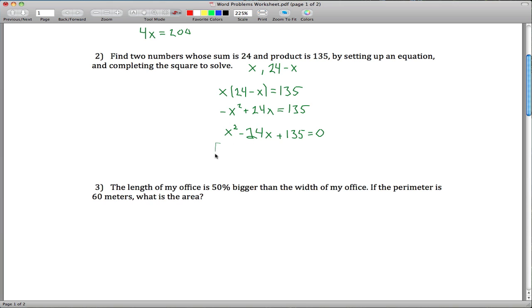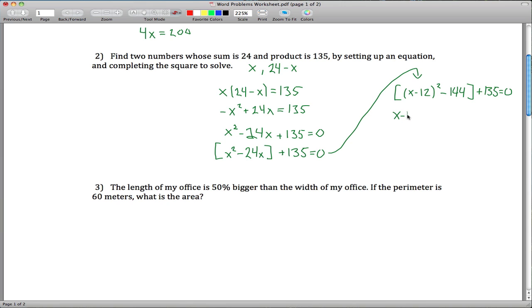So you throw your brackets around the x squared and then negative 24x. Half of negative 24 is negative 12. Then you have to remember to subtract this number squared, which is 144. And then we have this plus 135 on the outside equals 0. So x minus 12 squared equals, these net out to negative 9. Add it over to the other side, you get positive 9.